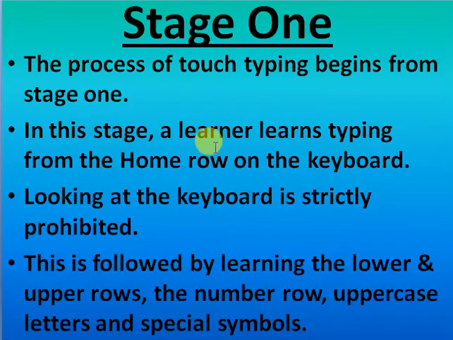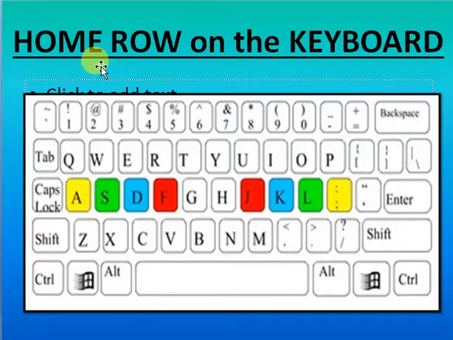In this stage a learner learns typing from the home row on the keyboard. Looking at the keyboard is strictly prohibited. This is followed by learning the lower and upper rows, number row, uppercase letters and special symbols. Now which is the home row on the keyboard through which we can start stage 1? It is here. These colored alphabets, A, S, D, F, J, K, L and the punctuation symbol, are known as the home row of the keyboard, through which we can start practicing keyboard typing.